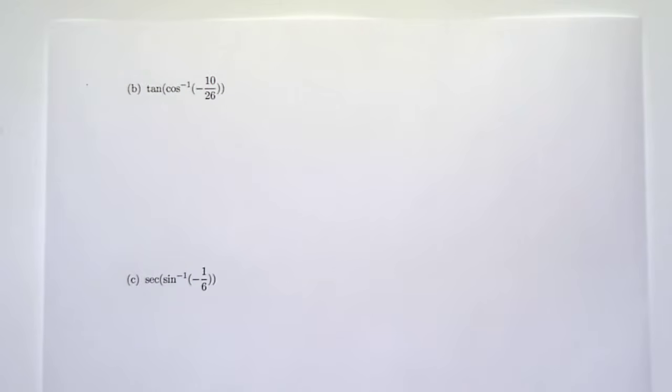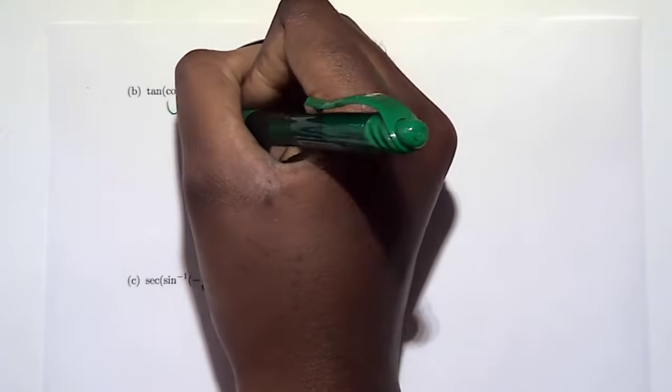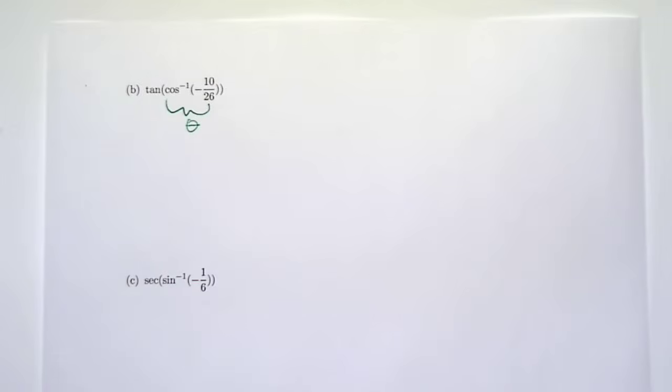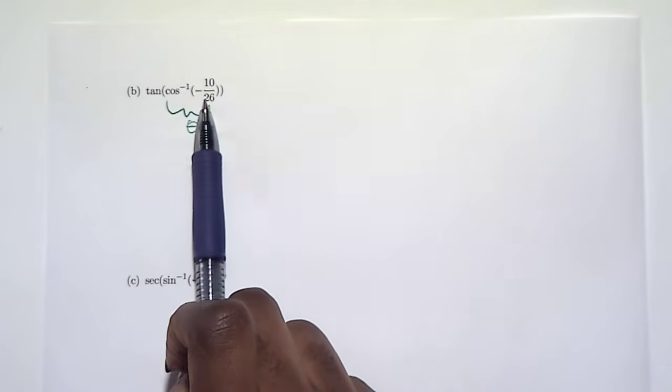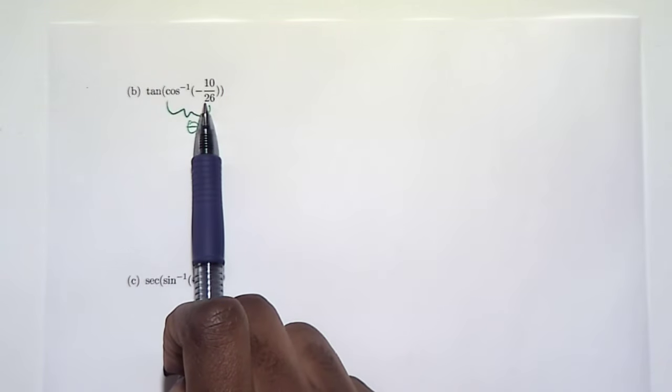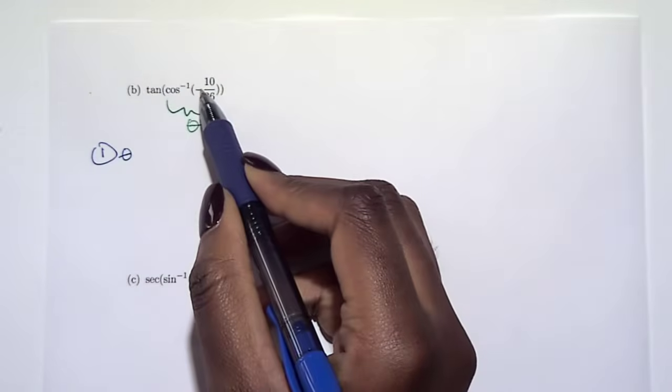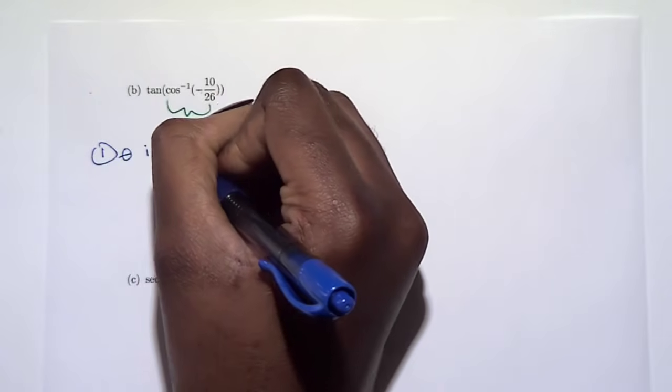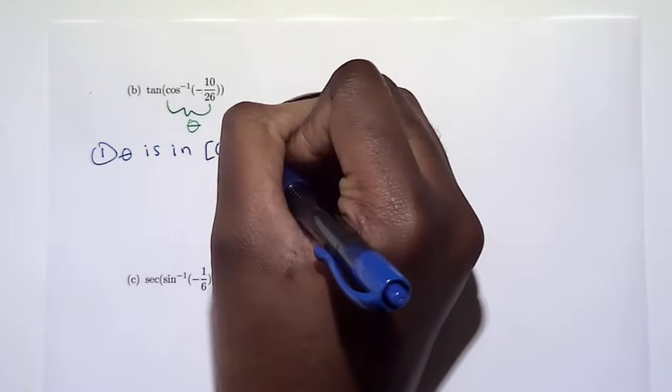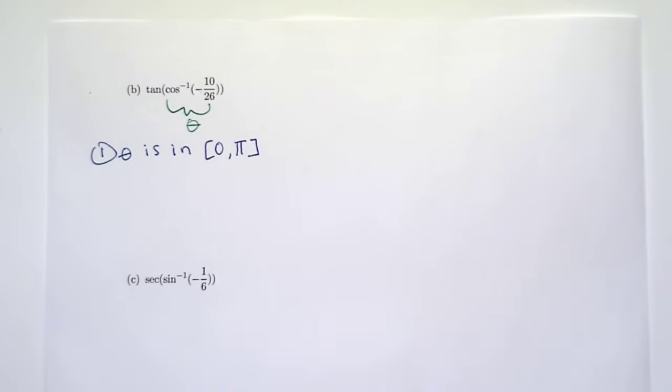This time we have tangent of cosine inverse of negative 10 over 26. Remember, cosine inverse is going to give us an angle. So remember, this is theta, our angle. We're really just finding tangent of theta. But we need to use this to figure out where our angle is located, so we know what's positive and what's negative. So where is our angle going to be located? We're using cosine inverse. What is the range of cosine inverse? It's 0 to pi. That tells us we're going to be in quadrant 1 or quadrant 2.